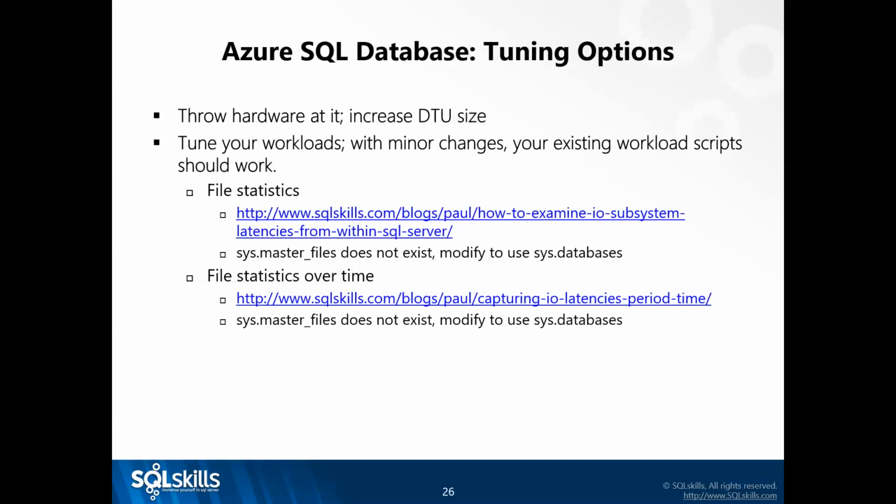How do you tune? Throw hardware at it. Increase the size of the DTU or increase the number of vCores. That's easy. That's costly. I mean, that directly hits a credit card. Or you can tune the workloads. Now, there are a few changes here. So your file statistics, like if you're used to using Paul's script, he references sys.master_files. That doesn't exist. So just modify it to use sys.databases. The file stats over time script, very similar. Need to make that change.